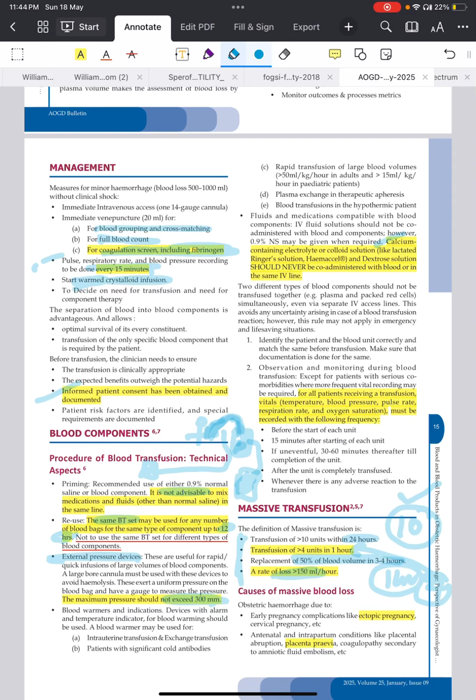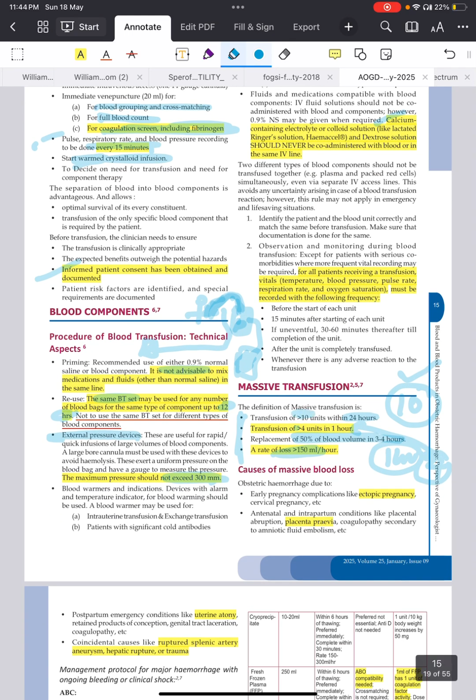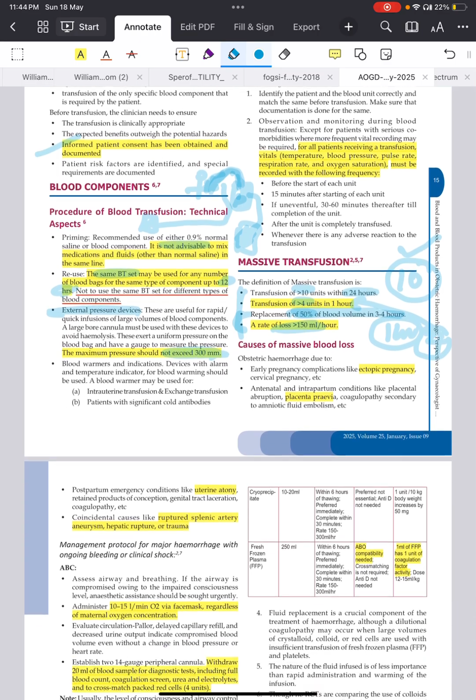So this is the definition of massive transfusion. More than 10 units, more than 4 units, and these two go hand in hand. Replacement of 50% of blood volume, and if the rate of loss is more than 150 ml per hour. Okay, what is massive transfusion?